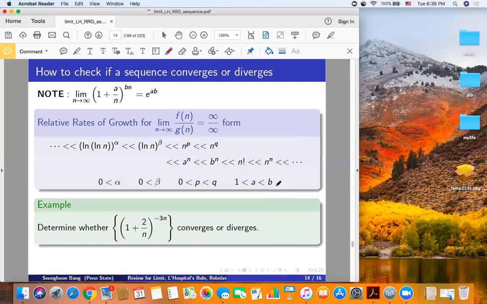Yes, it converges to e to the negative 6. Here, calculate the limit. A is 2, and B is negative 3. You can plug in 2 times negative 3. So the answer is e to the negative 6, which is 1 over e to the 6. The sequence converges to 1 over e to the 6. That's it. It's a sequence problem.